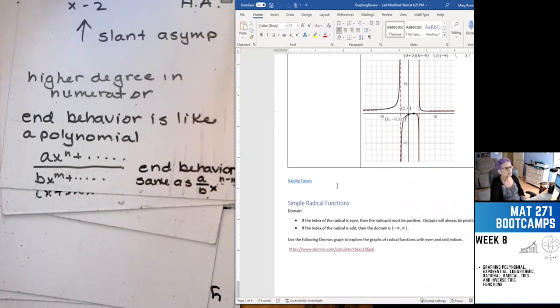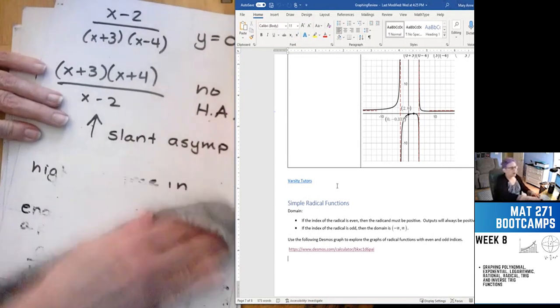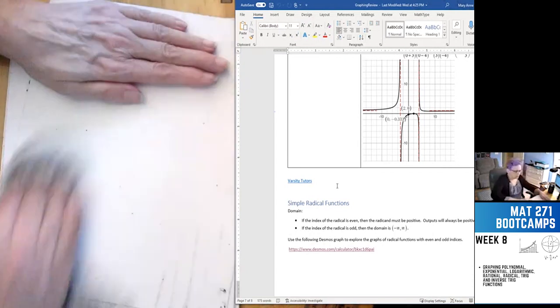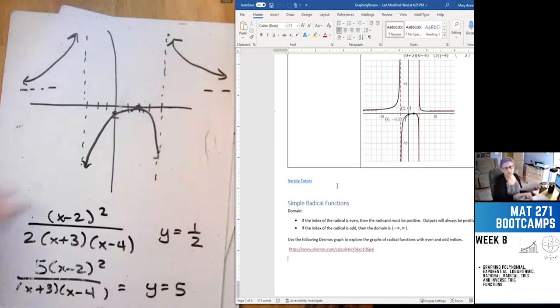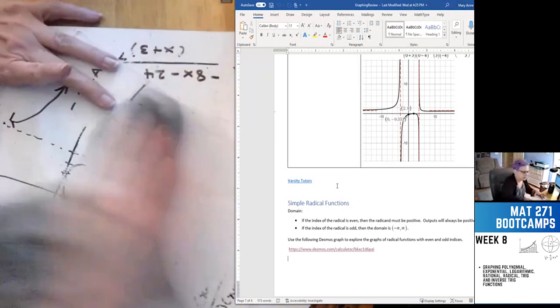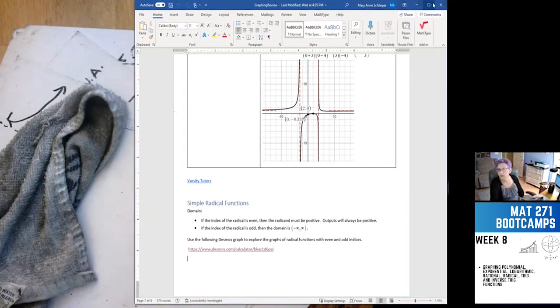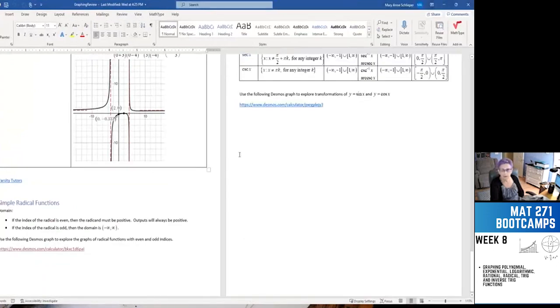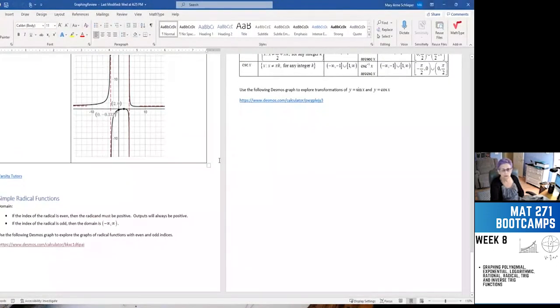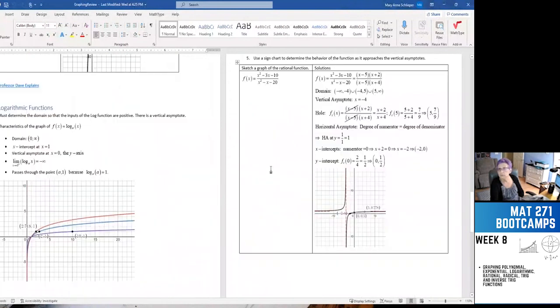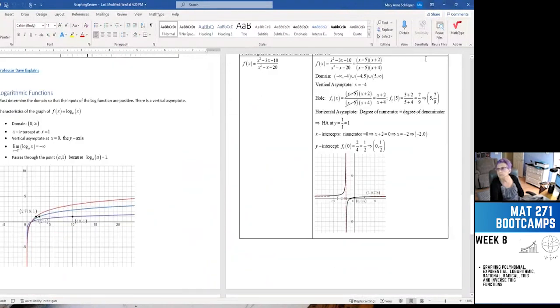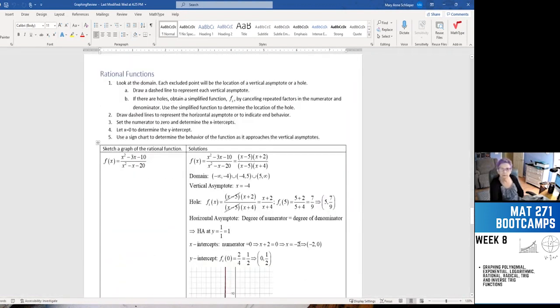Other questions? Okay, you're going to have lots of radical functions and rational exponents in your questions. So just as a reminder, let's talk about the domain of radical functions. So one up here. Let's just make it bigger. There we go.